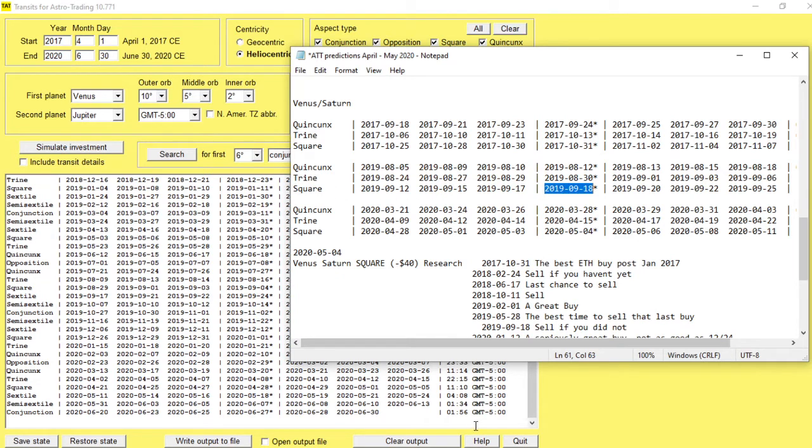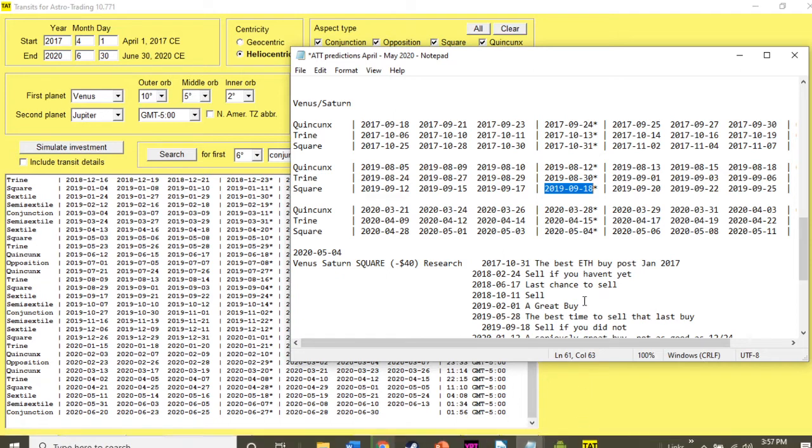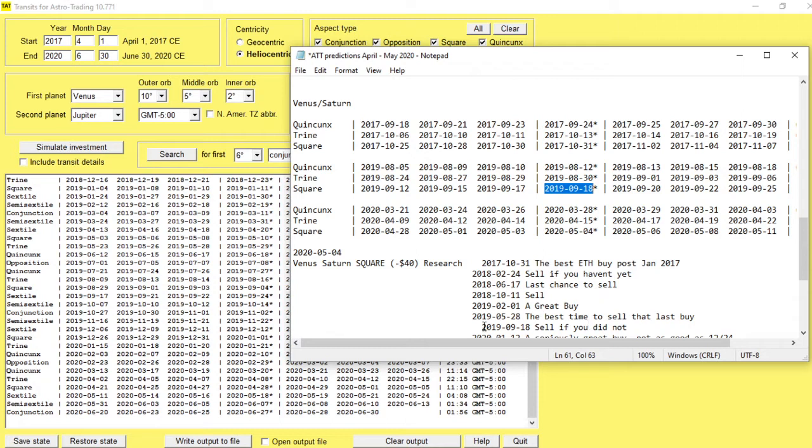All right, so 2019, 9/18, and this was a time to sell. It was one of the last times you had to really sell before it really crashed. So Saturn is not a bad thing with Venus. It's telling us to be cautious.